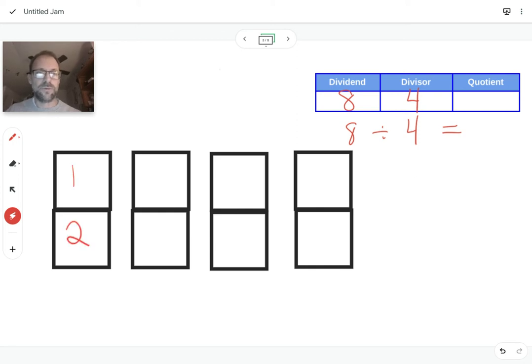Yeah, 1, 2, 1, 2, 1, 2, 1, 2. There's 2 squares in each group. So the number of things in each group that we make is our quotient. 8 divided by 4 is 2.